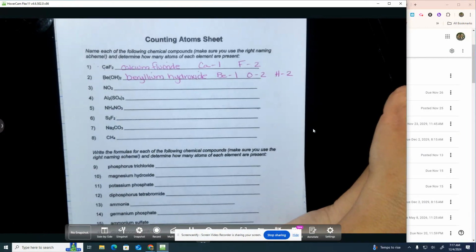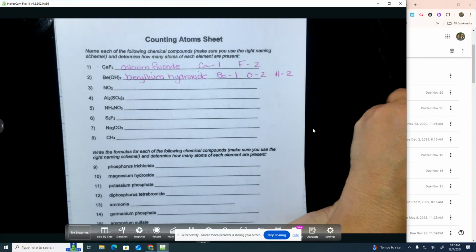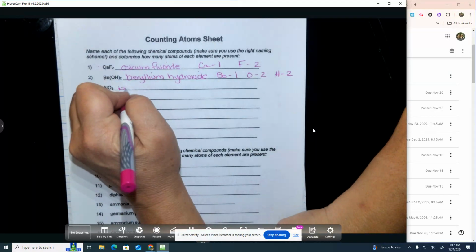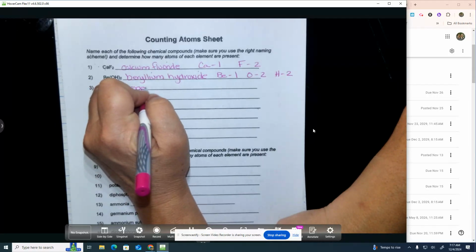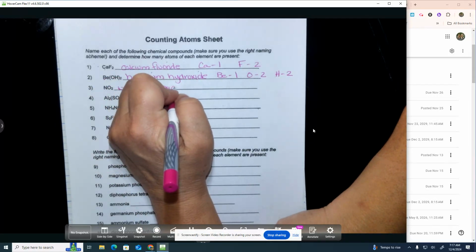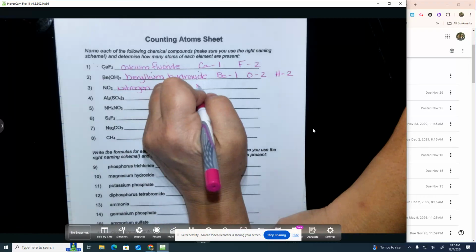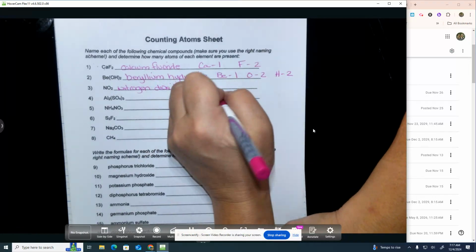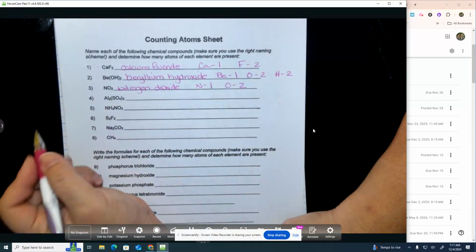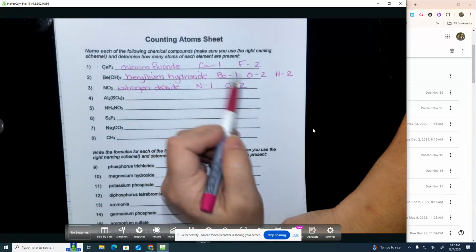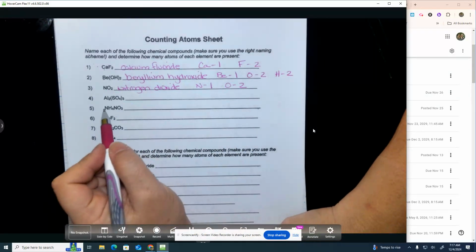NO2. Nitrogen dioxide. Why are we using the prefix di? It's covalent. Good. So nitrogen dioxide. Right? How many nitrogens? How many oxygens? Two. You're going to need this for the next step. That's why we're spending some time on it.